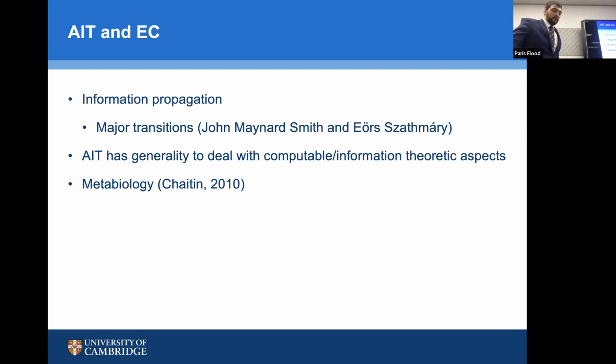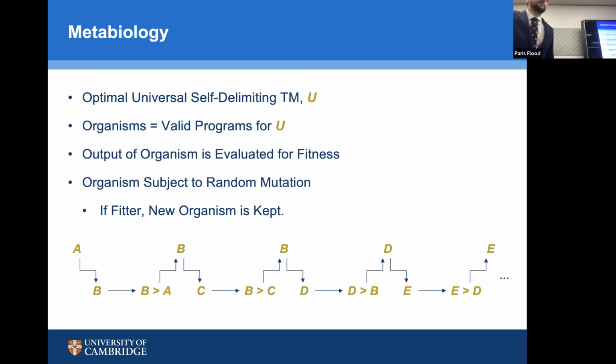And so obviously algorithmic information theory is clearly general enough to deal with all the computational and computable, really, and information theoretic aspects of this. But can we actually get some precise results? Can we get something that's a bit useful? This leads me to work by Gregory Chaitin, who is usually recognized as one of the three founders of algorithmic information theory. A little over a decade ago, he wrote this paper which he called Metabiology, which makes some progress towards some results. So I'm going to talk about metabiology for a bit now.